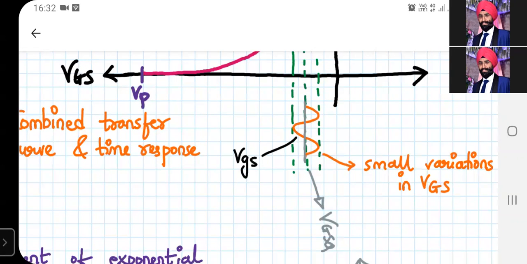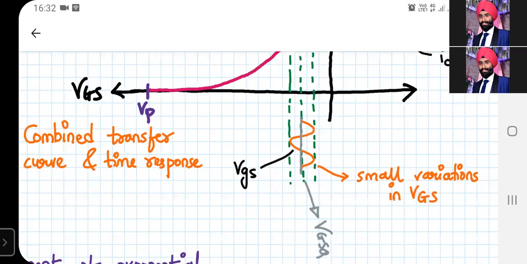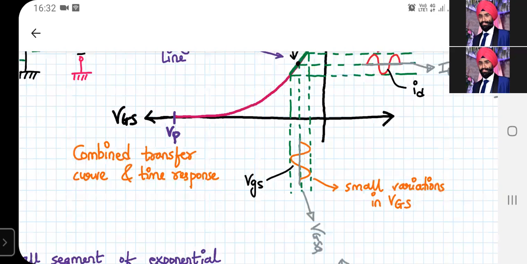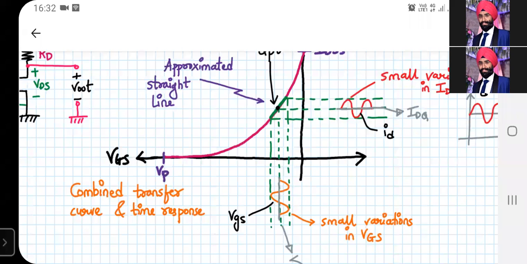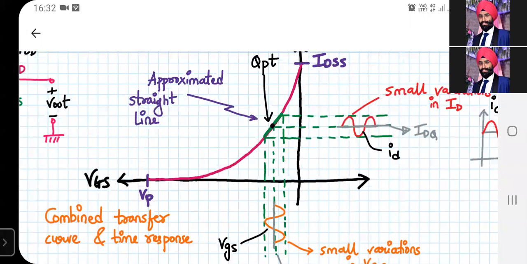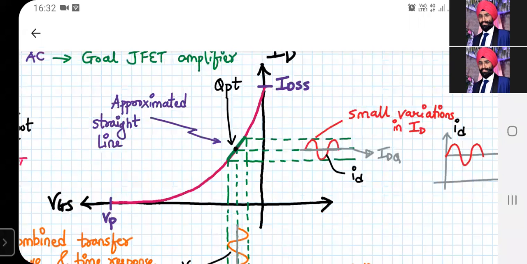So let's say that this VGS Q is -2. So this variation will be, let's say, -2.01, and below it will be -1.99. That way the variation will be. So you're varying your capital VGS value by the amount of small variation. Similarly, if we extrapolate that point, we can see those variations in the ID also. If I extend this point to the right hand side, we can see these small variations in ID.